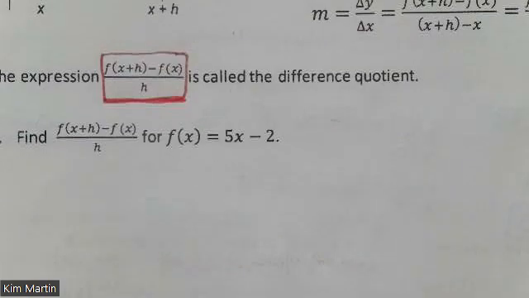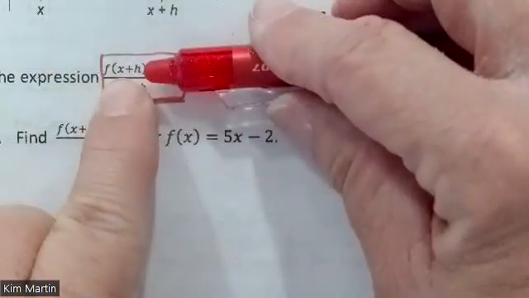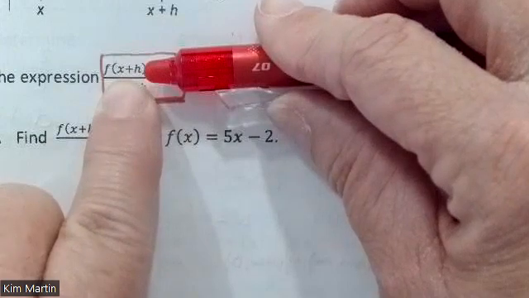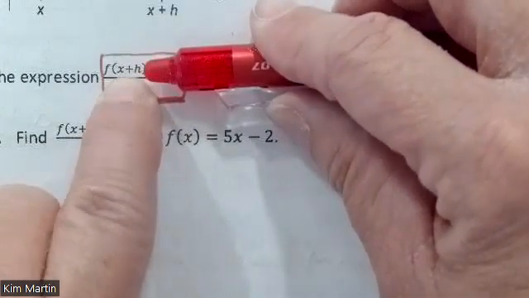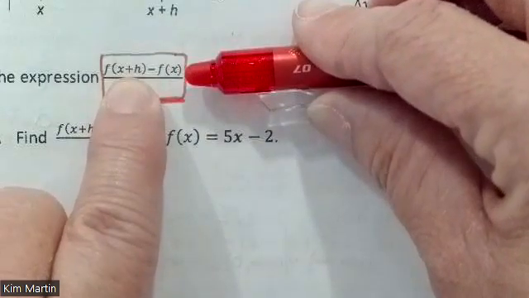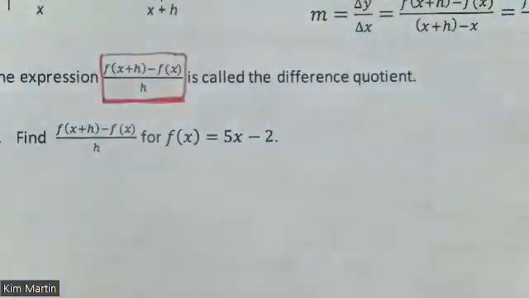So here's what we have to do. We have to take this original function and find that part there first. That's our first step. Our second step is to take what I have here and subtract my original function from it and get that whole answer. It gives us our whole top. And then the last step is to divide by h.